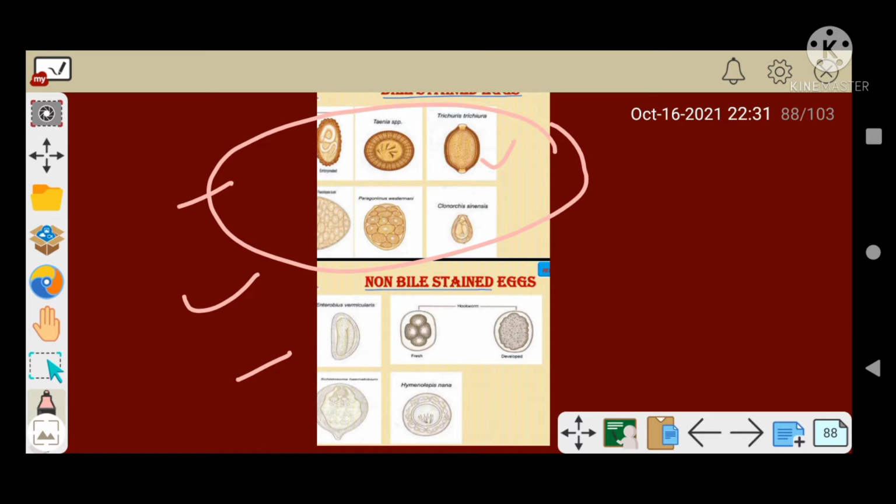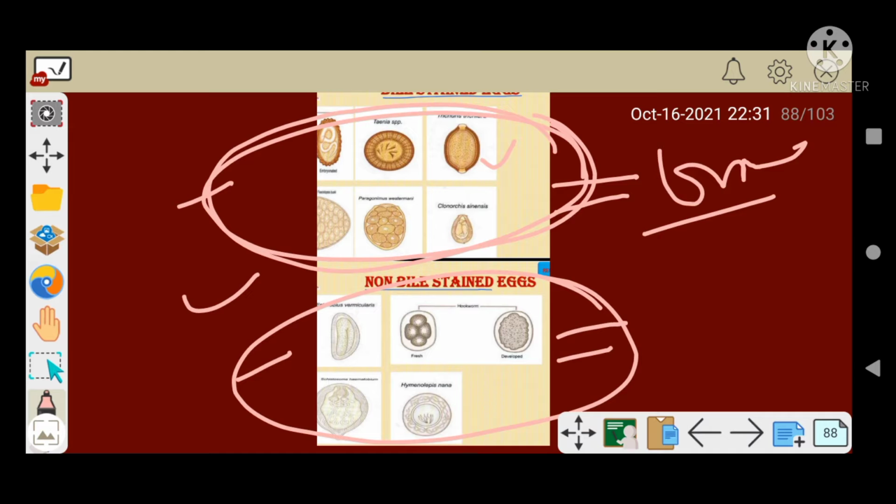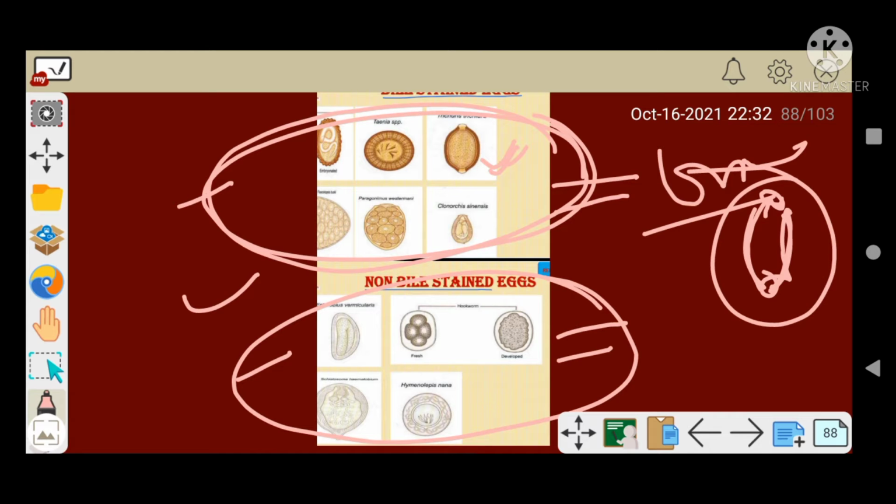Bile stained means it will give brown color. Non-bile stained, you can see it will not show any color. It's like a black thing. And this one shows brown, which means it's bile stained. Bile is brown, remember like this. It's Trichuris. So Trichuris is a barrel shaped egg. Barrel shaped has been asked so many times. Trichuris very important. And from here you should remember the Ascaris.